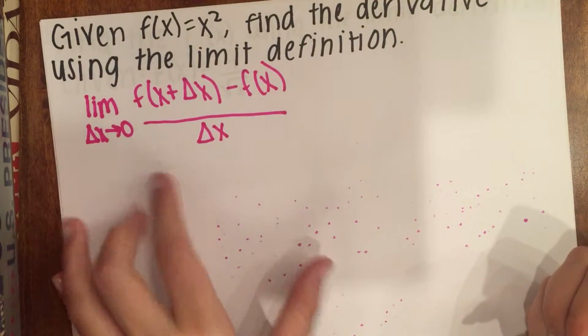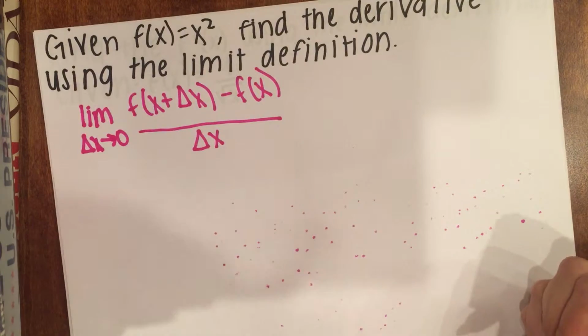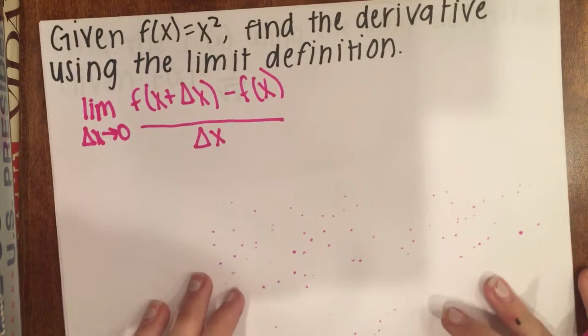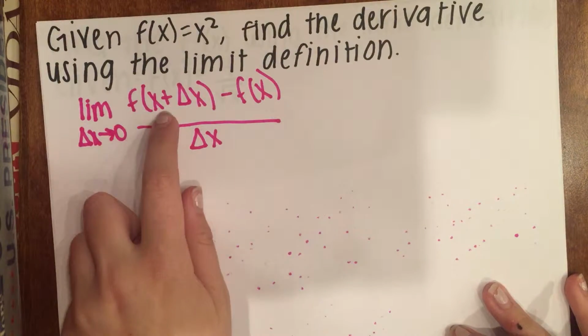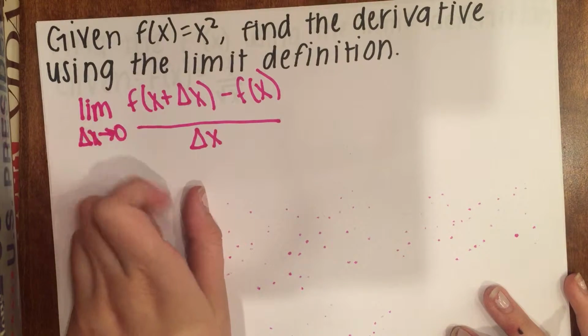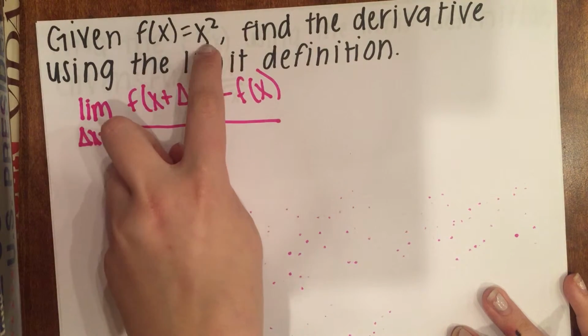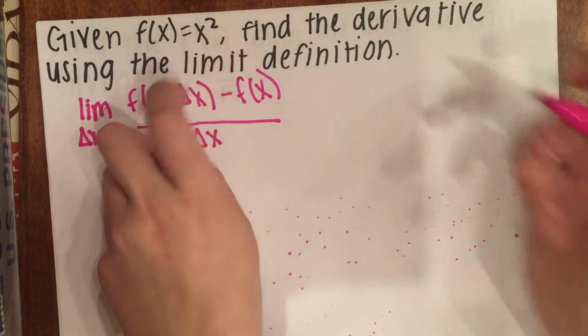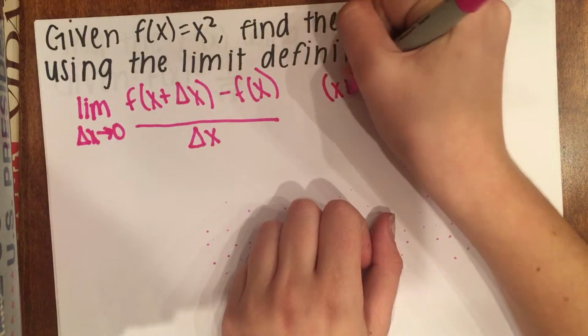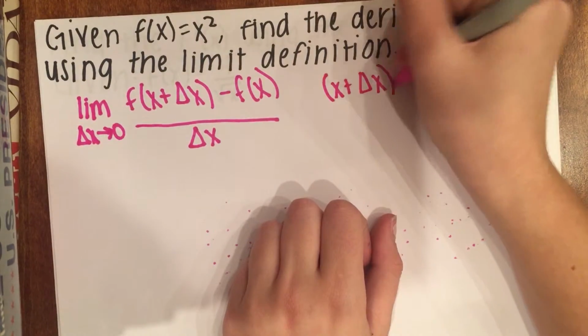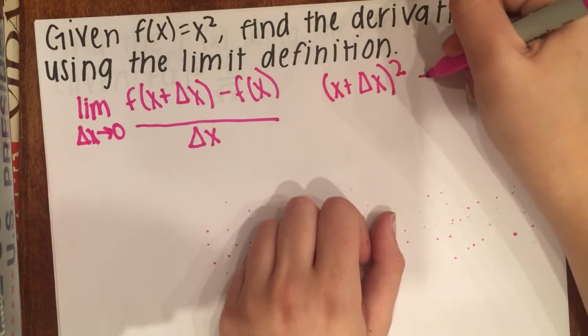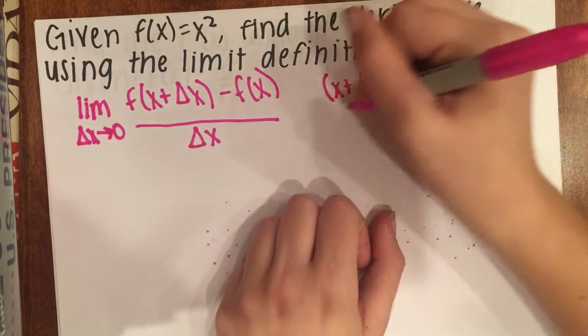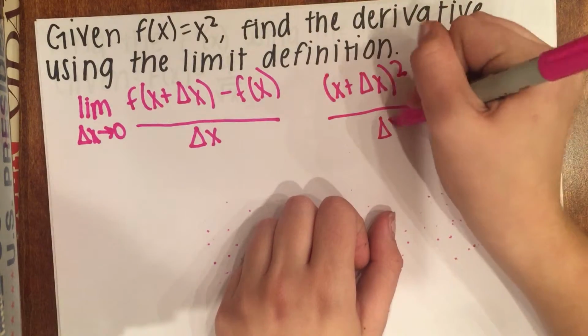Something I like to do is break the problem into little parts so it's less intimidating. First things first, I'm going to plug in x plus delta x for every x in the original equation. In this case, it's x squared. So I'm going to plug in x plus delta x squared, and then I have to subtract x squared from that and then divide all that by delta x.